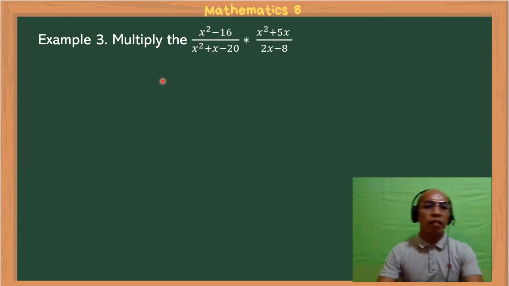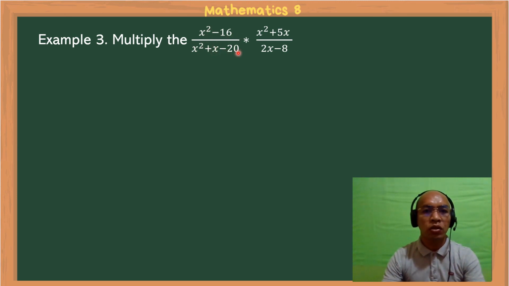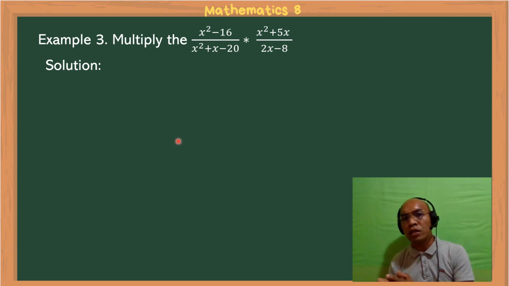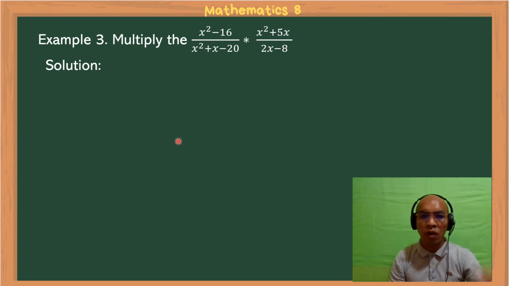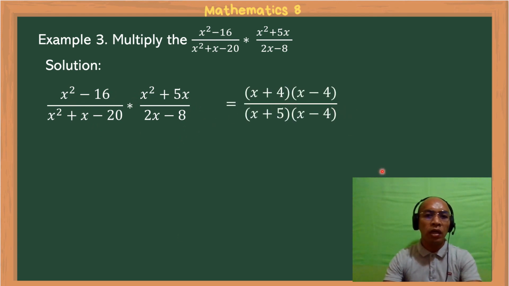So example number 3. Multiply the expression x squared minus 16 all over x squared plus x minus 20 times x squared plus 5x all over 2x minus 8. In this given problem, we are trying to recall all our skills in factoring different polynomials: by factoring difference of two squares, by common monomial factoring, by factoring general trinomials, and the like. Okay, so this is the given. We're going to factor everything, the numerators and denominators, completely.